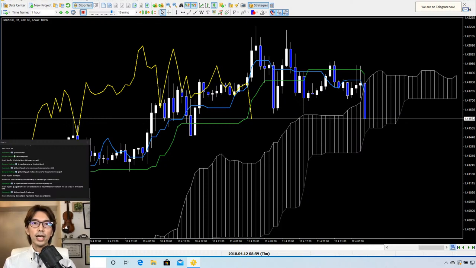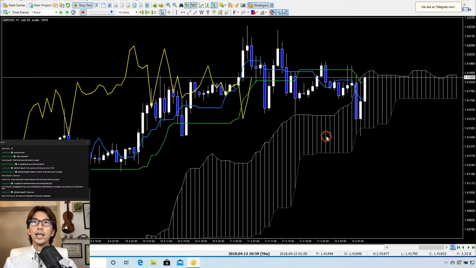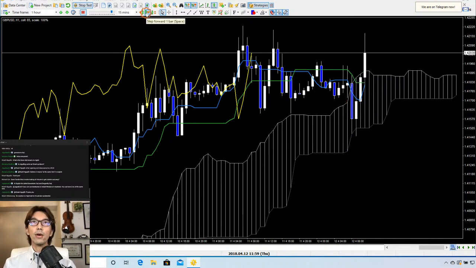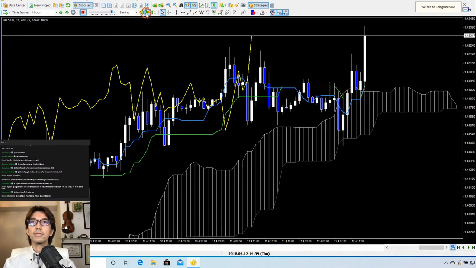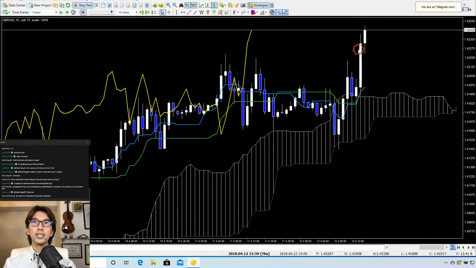So let me just run it a little bit more. Okay, now we see that there was kind of a support by the Senkou Span B here, and now the price is bouncing upwards. Okay, now it's going up. Okay, breaking further upwards. So this is the continuous uptrend. As a result, this became a fake, and now it's going up. But we don't want to place a buy yet, right? I still don't see the continuous uptrend.